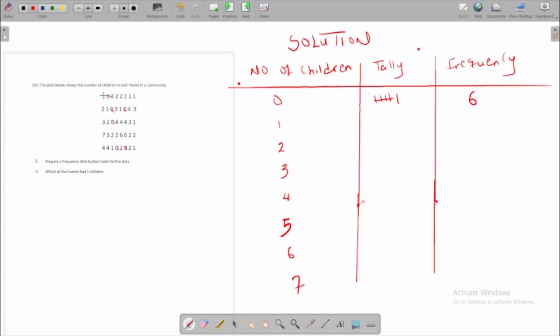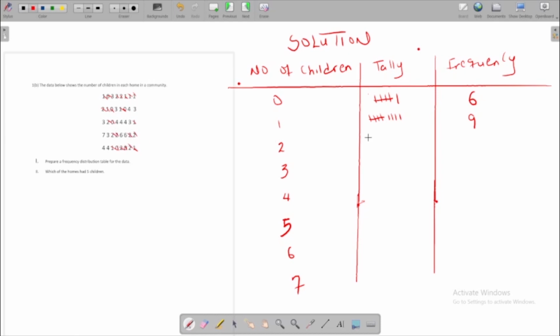So you count 1, 2, 3, 4, 5, 6. I omitted one here. 7, 8, 9. So you come back here. You have 1, 2, 3, 4, 5, 6, 7, 8, 9. So you put a 9 here. Then you go to the next one, that is 2. So you have 1, 2, 3, 4, 5, 6, 7, 8, 9, 10.